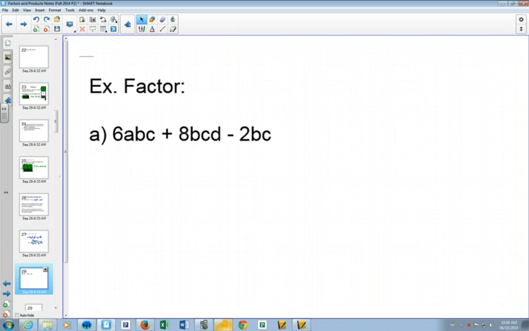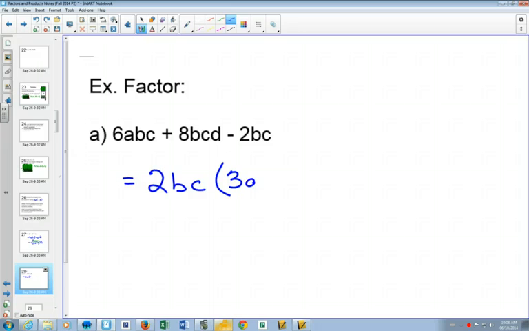Okay, how did you do? Did you see that in those three, you could pull out a 2? The only variables that are common in each of the three are B and C. What's left in the first one, you'd have to multiply by 3A. In the second one, you'd have to multiply by a 4D.